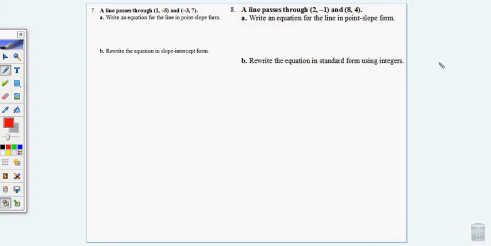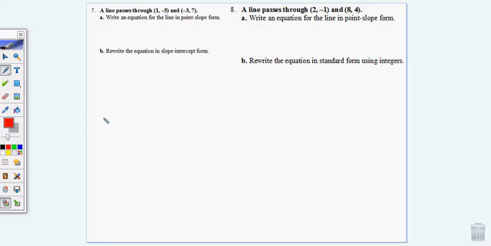Numbers 7 and 8 ask you to write an equation in point slope form given only 2 points. All we're given here is the coordinate points (1, -5) and (-3, 7). So we're not given a lot of information. Remember, for point slope form, as we just talked about on 5 and 6, we need to know a point and a slope in order to put it into this. Right now we have 2 points. We really just need 1, but we do have to find the slope.